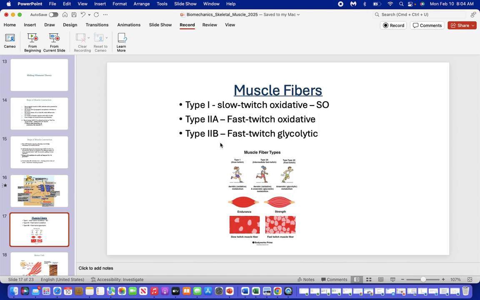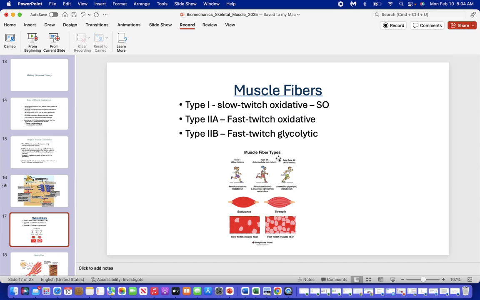Type 2B, or fast twitch glycolytic fibers, are also known as white fibers. You might see them written like that. They are used for short, powerful bursts of energy, and they produce the most intense contractions. They are very strong and fatigue quickly because they don't use oxygen, and they have a very large diameter. So, for example, muscles used in weightlifting or box jumps or sprinting. Type 2 fibers produce the most force.